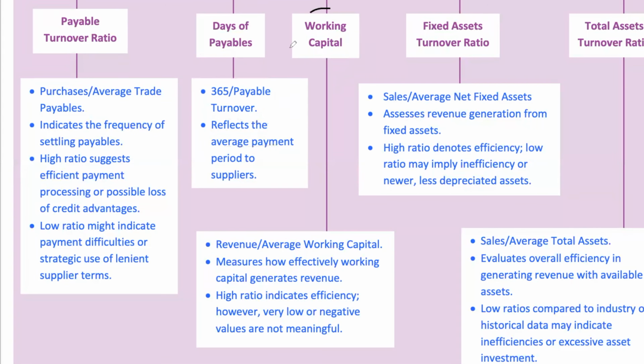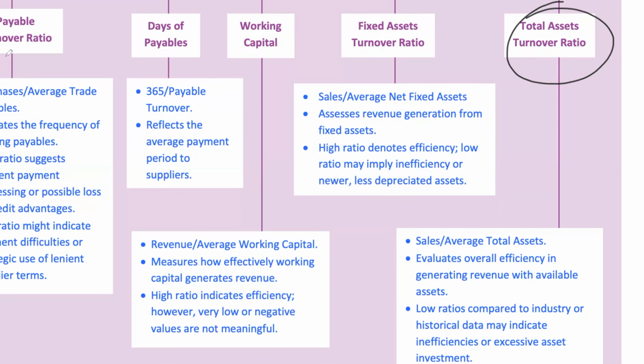Then there's the working capital turnover ratio. This ratio measures how efficiently a company is using its working capital to generate revenue. A higher ratio indicates greater efficiency, but if this ratio is 0 or negative, well, it's best not to read too much into it. Next is the fixed assets turnover ratio. This ratio tells us how well a company is using its fixed assets, like property and equipment, to generate sales. A higher ratio means better efficiency, while a lower one could indicate underutilization, or maybe that the company has newer assets that haven't been fully depreciated yet.